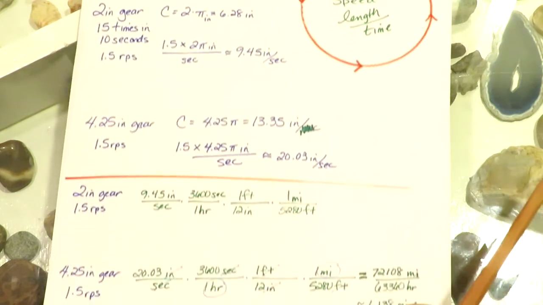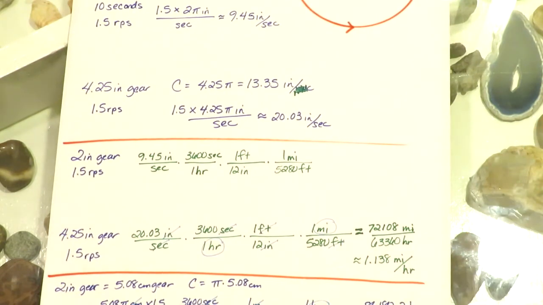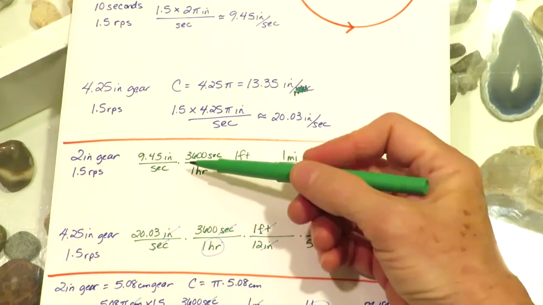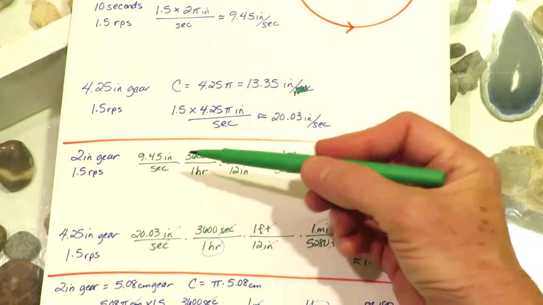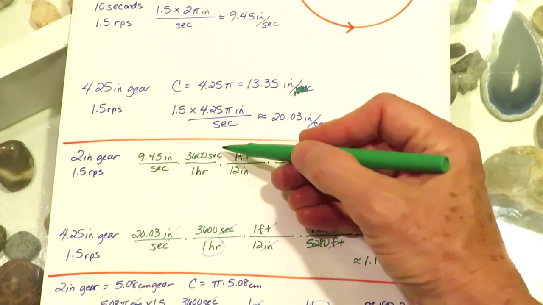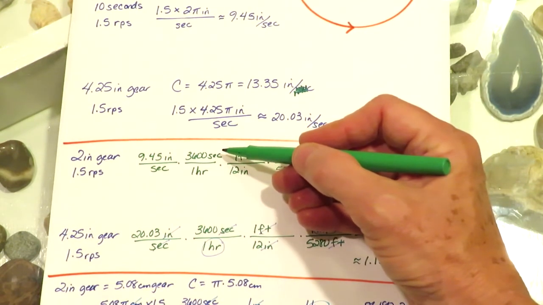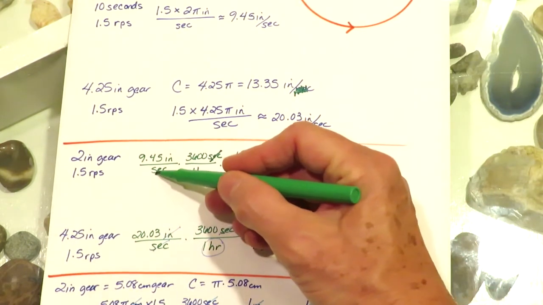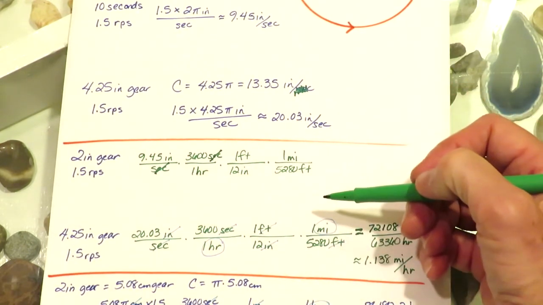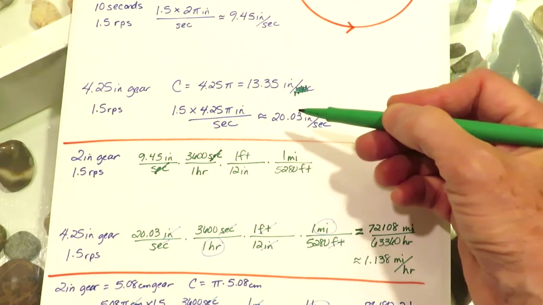And for example, for the 2-inch gear, if the 2-inch gear is moving at 1.5 revolutions per second, that is a linear speed of 9.45 inches per second. There are 3,600 seconds in an hour. So notice if I multiply by the ratio 3,600 seconds per hour, the seconds cancel out.